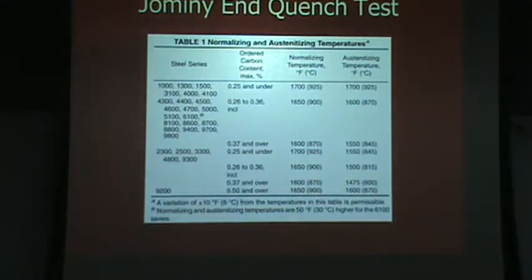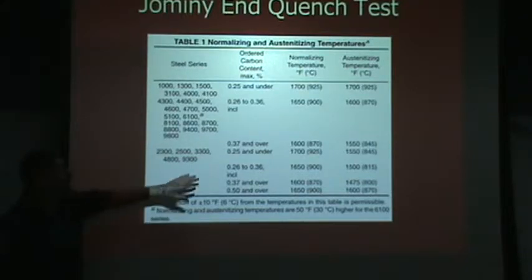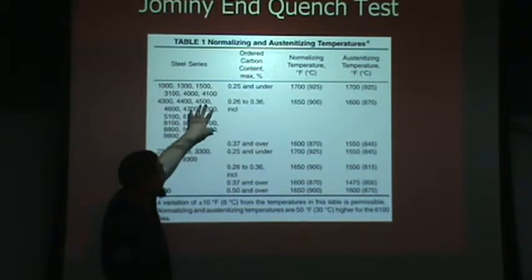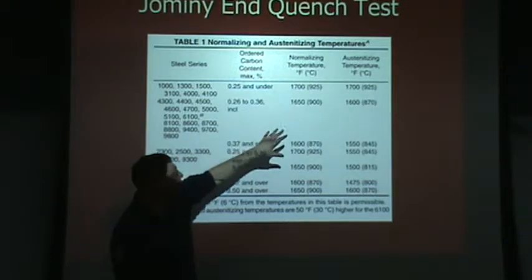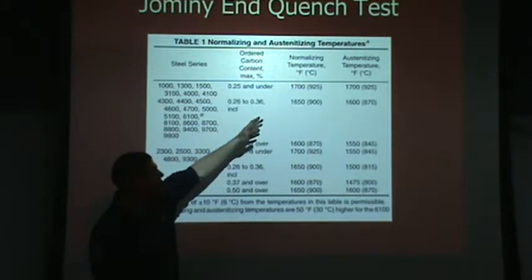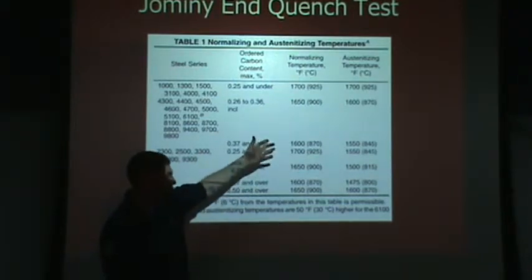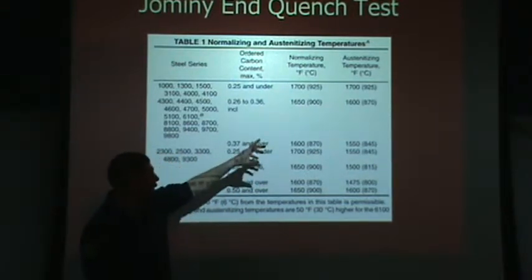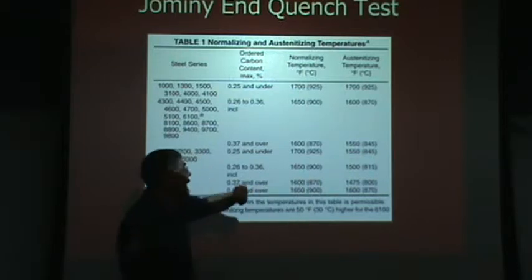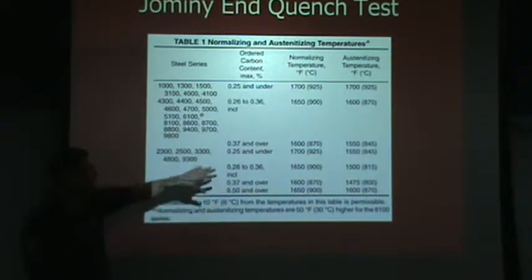But the way the test works, before I get into the mechanics of the test, this is copied right from 8255: we have different heat treatment temperatures depending on the grade and the carbon content. So the test consists of normalizing a little bar, heating it up, allowing it to air cool, and then reheating it and quenching it. We'll talk about how that's done in a minute. But the processing temperatures are given here.